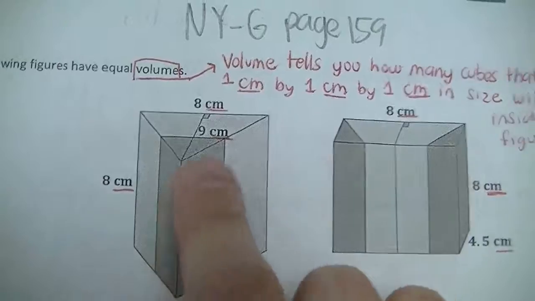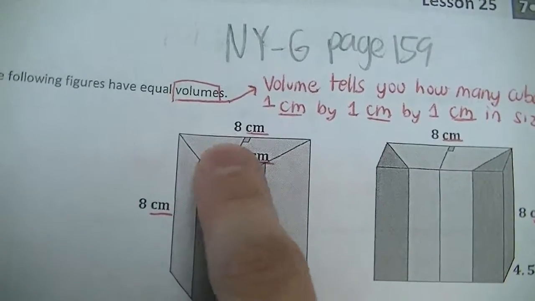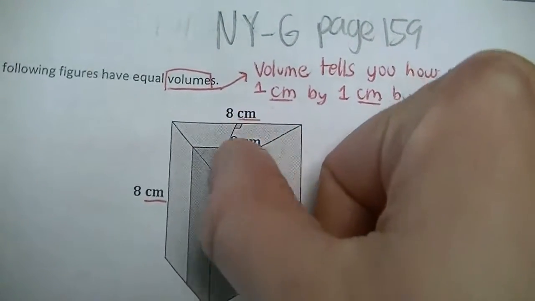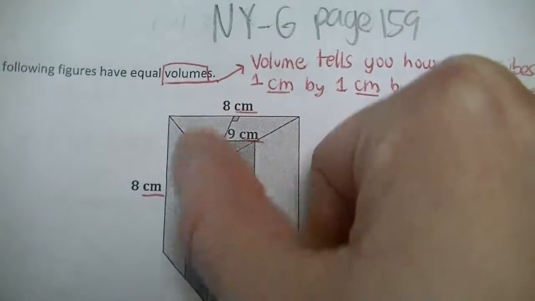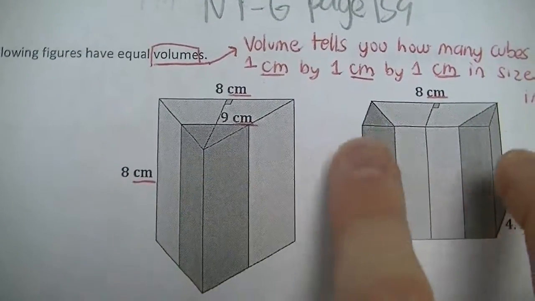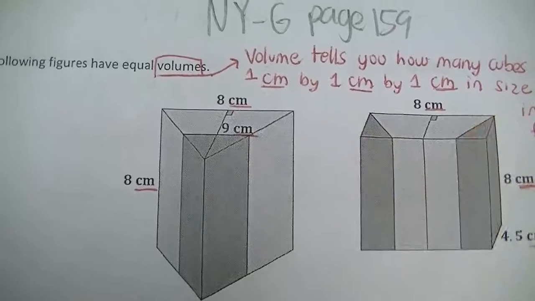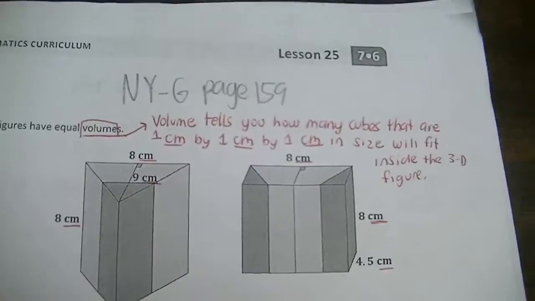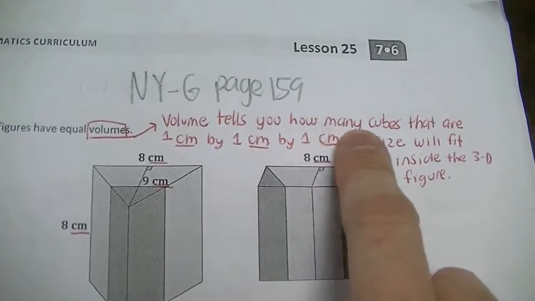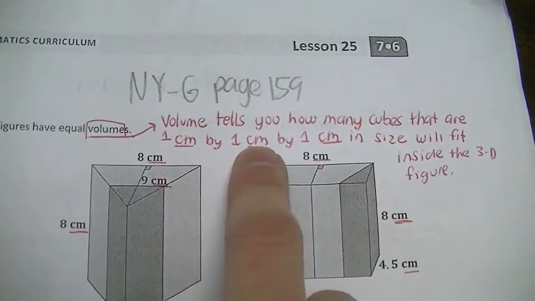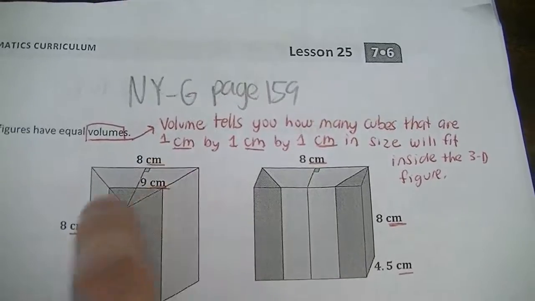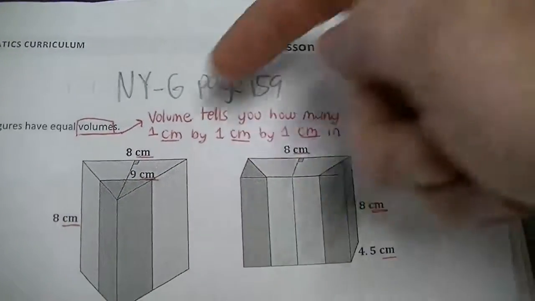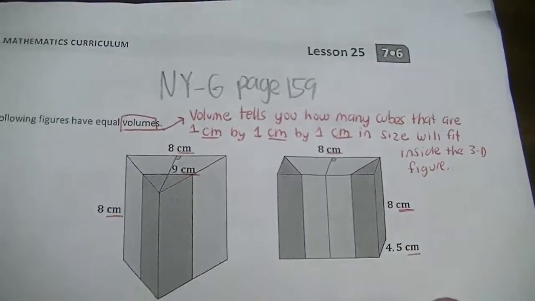It looks like what they did was they originally had this triangular prism, and they cut this triangle part of it out and split it in two. So they put the piece right here and a piece right here, okay? And we need to find the volumes of each one of them. And just a reminder, volume tells you how many cubes that are 1 centimeter by 1 centimeter by 1 centimeter in size will fit inside the 3D figure, okay?